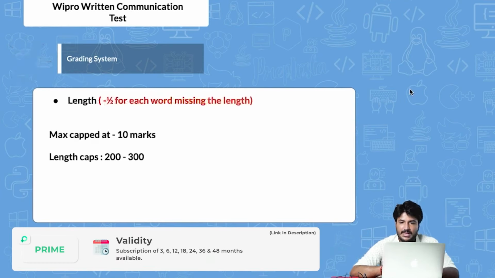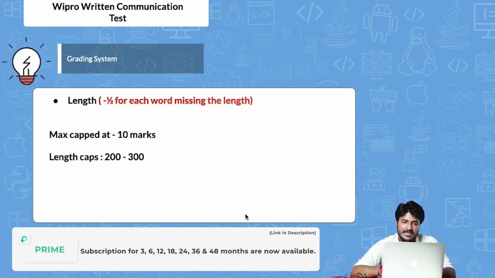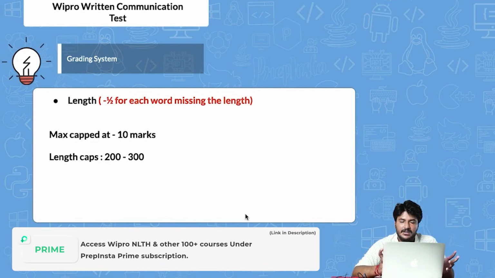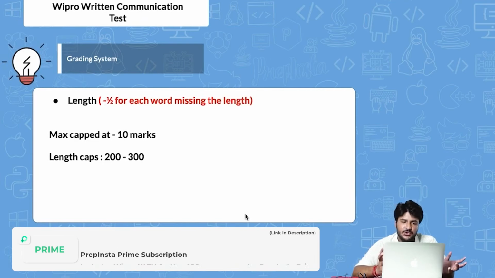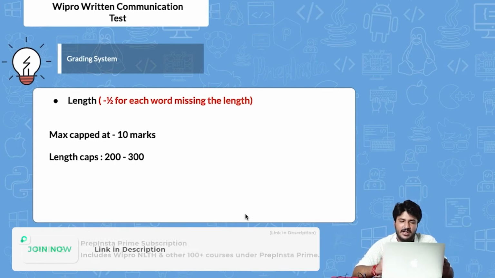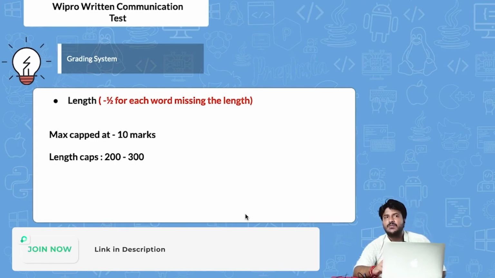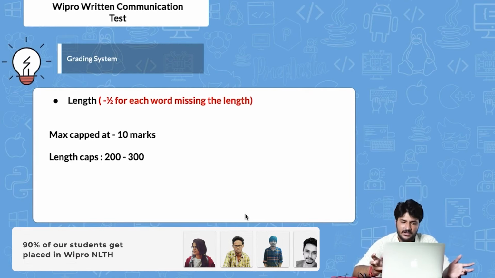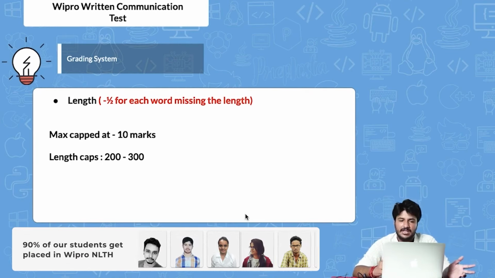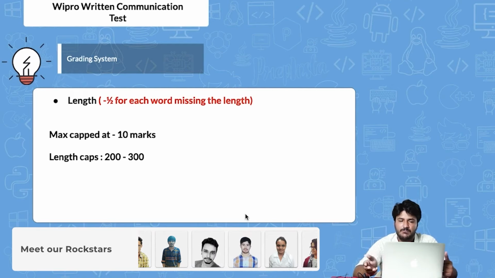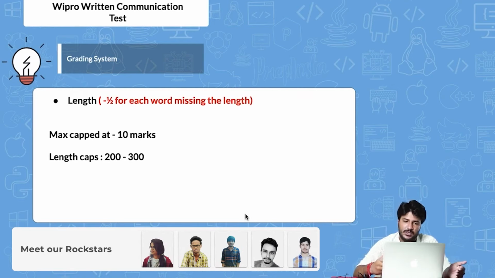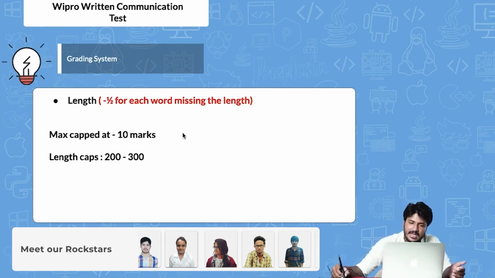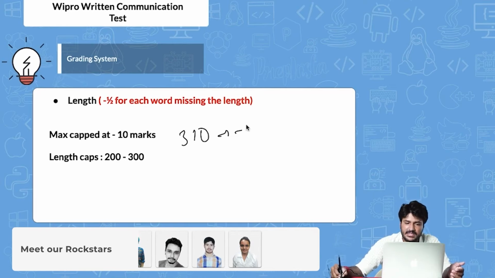Okay. So again, the next is length. Ideally, what Wipro says is that you should write between 100 to 300 words. But what we assume from the Intellimetric system is that the length cap is 200 to 300, and the maximum. So this is also a negative marking type. You are not going to get positive marks for it, but you are going to be penalized for it. So for example, if you write more than 310 words, -1/2.